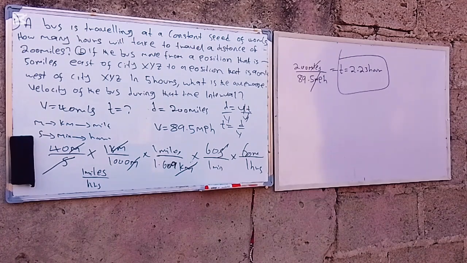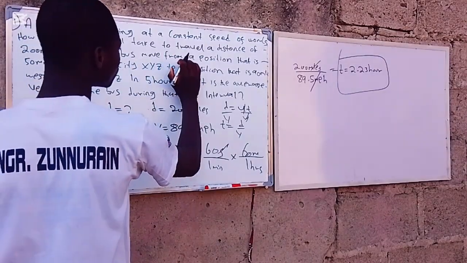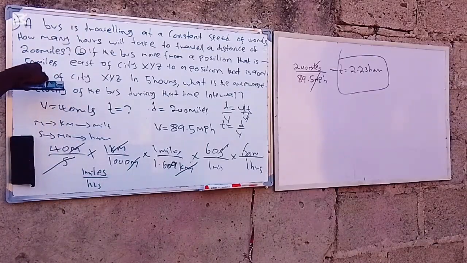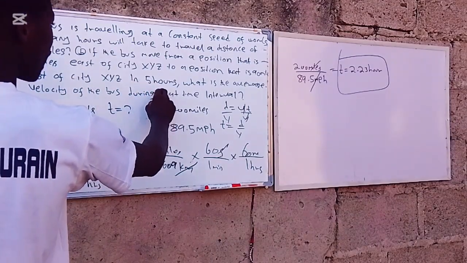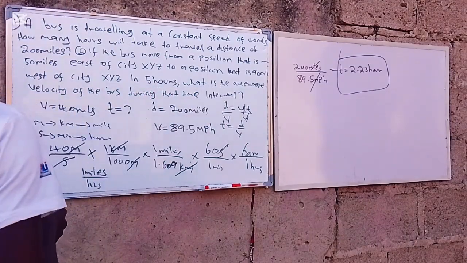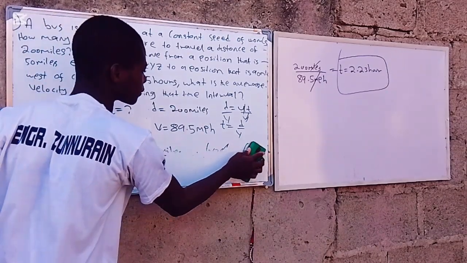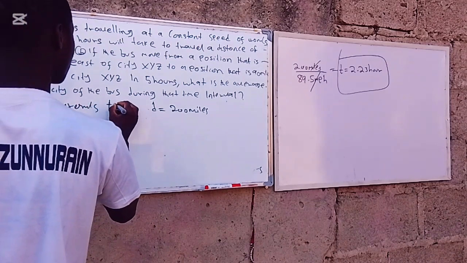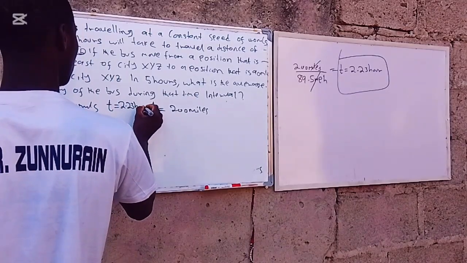So the next thing that I'm going to do here is take a look at the second question, which says: if the bus moves from a position that is 50 miles east of XYZ to a position that is 90 miles west of XYZ in 5 hours, what is the average velocity of the bus during that time interval? So let me have some space here. Already I know that the velocity is 40 meters per second, and my new time is 2.3 hours.